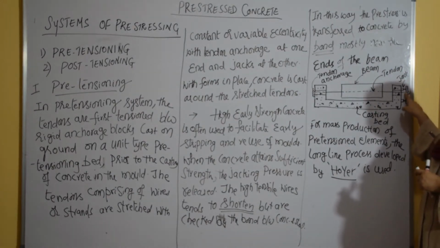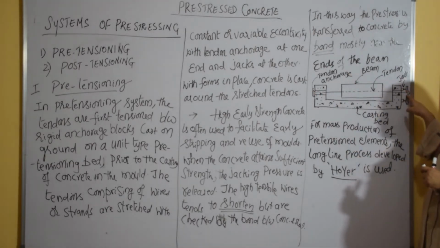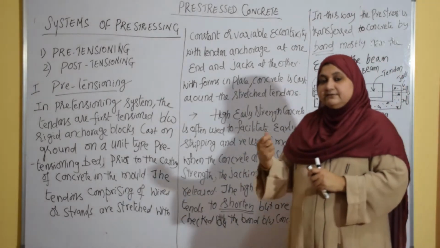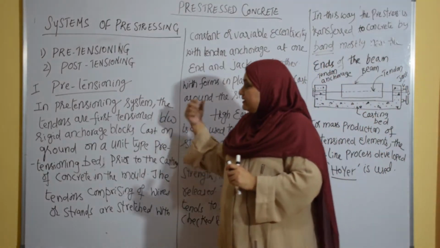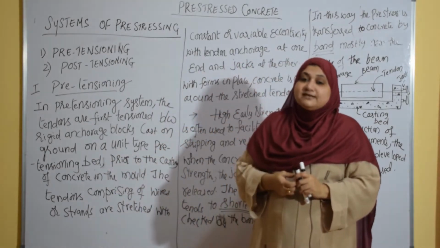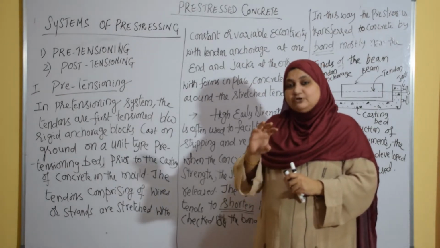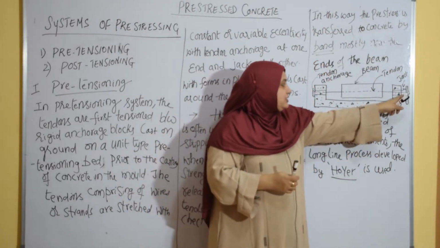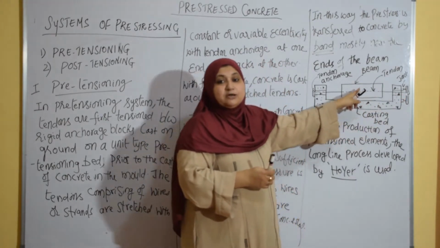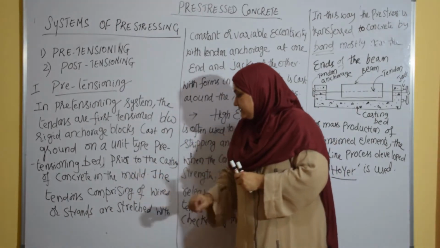The tendon is anchored to the tendon anchorage as well as to the jack. Through the jack you will tighten the tendon and introduce the pre-stress in the tendon before the concrete is placed. So first you introduce the pre-stress through this jack, then you pour the concrete. Then casting of the concrete is done.